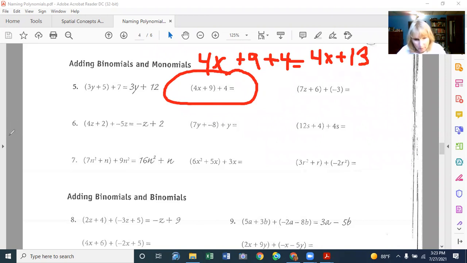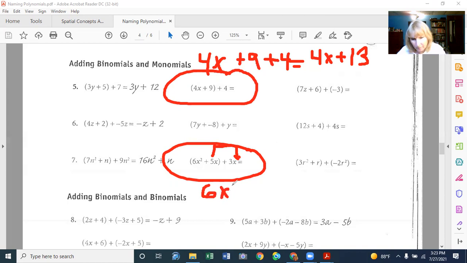Let's look at this one here. We have 6x squared plus 5x plus 3x. Well, which ones are like terms? Those are the ones that can be combined. Right, the 5x and the 3x here are able to be combined, but not the 6x squared. So the answer here is going to be 6x squared plus, and you can add the coefficients of the x's, 5 plus 3, 8x. So that's the answer to that one.